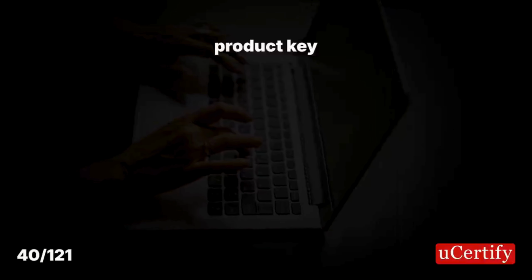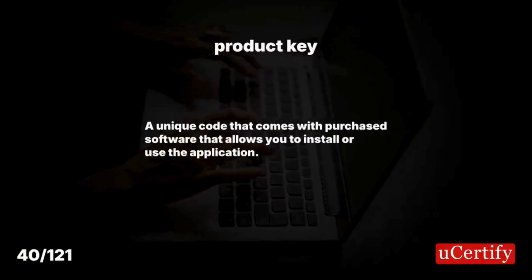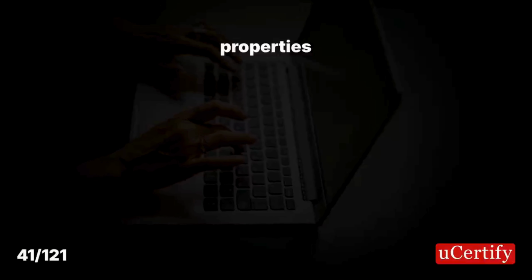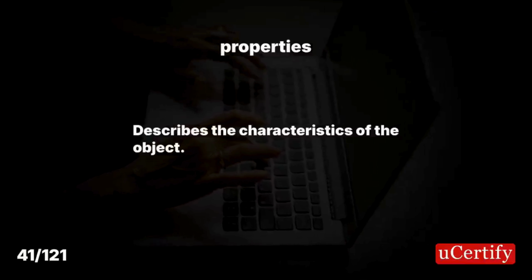Term: product key. Definition: a unique code that comes with purchased software that allows you to install or use the application. Term: properties. Definition: describes the characteristics of the object. Term: RAID. Redundant array of independent or inexpensive disks.